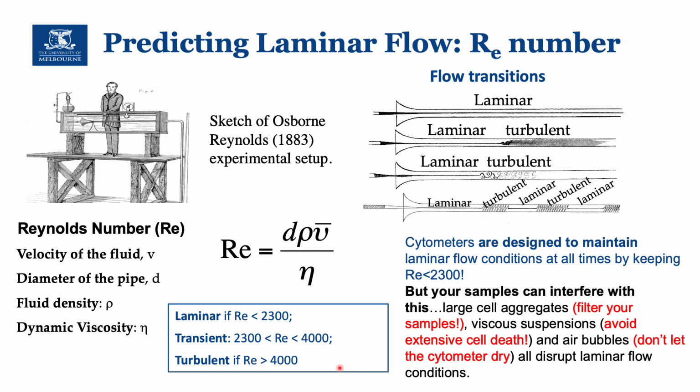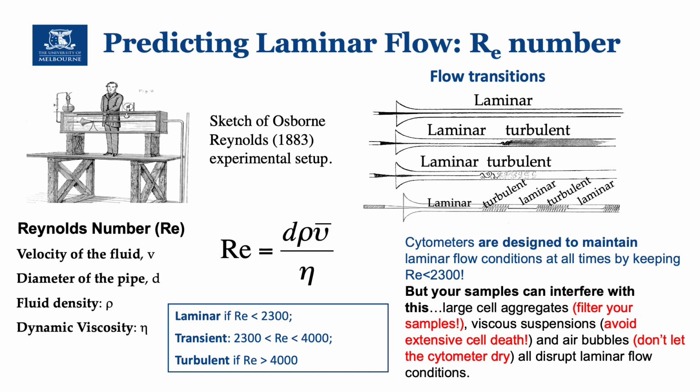Now, the good thing to remember here is that cytometers have been designed to maintain the Reynolds numbers under 2,300. So by playing with the dimension of the pipe, the velocity of the fluid, the pressure that you apply to the system, the instrument should be quite robust in terms of maintaining and being able to resume laminar flow conditions. But something you need to know is that you can distort laminar flow big time.